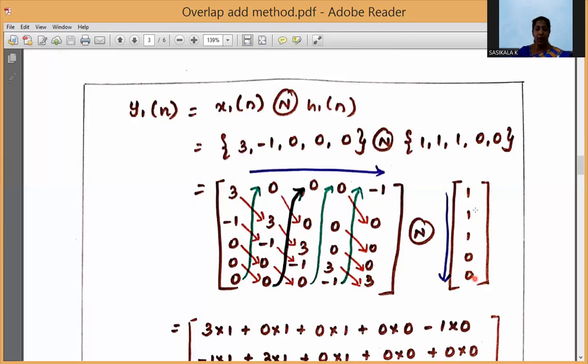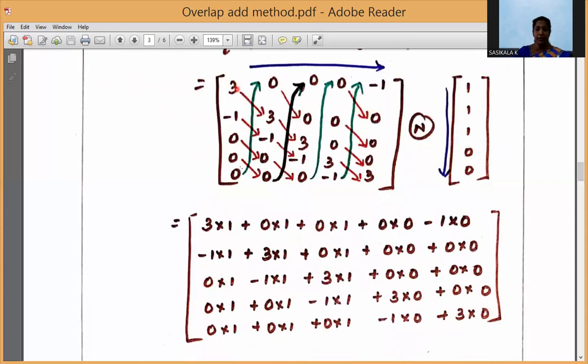So here what you have to do is you have to multiply the first row and this column. Okay, so the first row's first element is multiplied by the first column's first element, and the first row's second element is multiplied by the second element, and the first row's third element is multiplied by the third element, and the first row's fourth element is multiplied by the fourth element, and the first row's fifth element is multiplied by the fifth element. Okay, so here we'll be having 3 into 1 plus 0 into 1 plus 0 into 1 plus 0 into 0 minus 1 into 0.